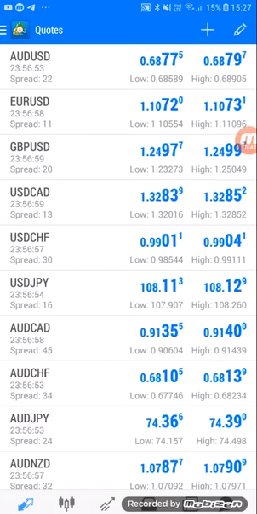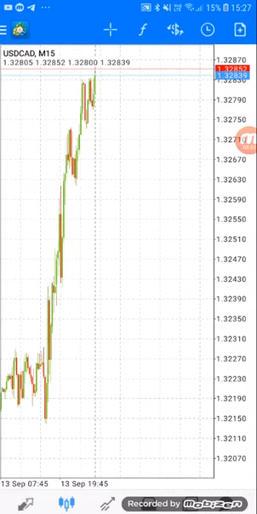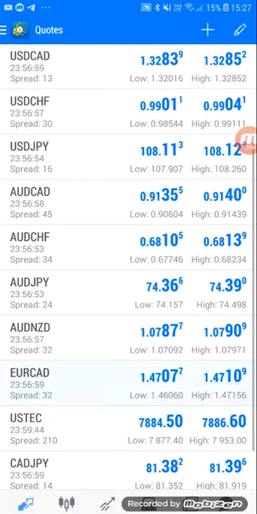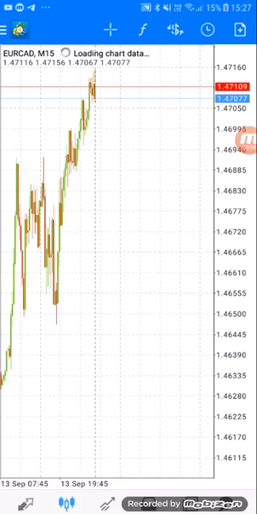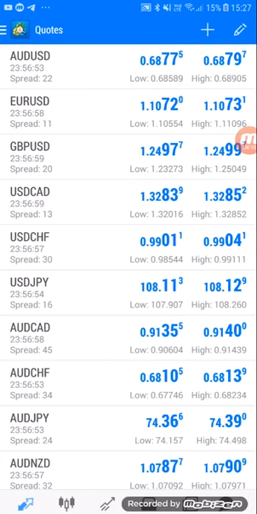On USD CAD 1 minute before the news, you buy USD CAD, you put a stop loss of 7 pips. Then you come to Euro CAD, you sell Euro CAD, you put a stop loss of 7 pips. If the news on CAD are positive, one will hit your stop loss and one will remain.